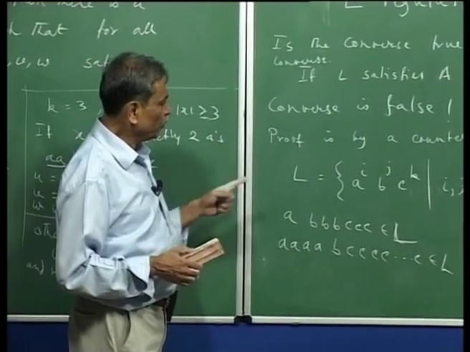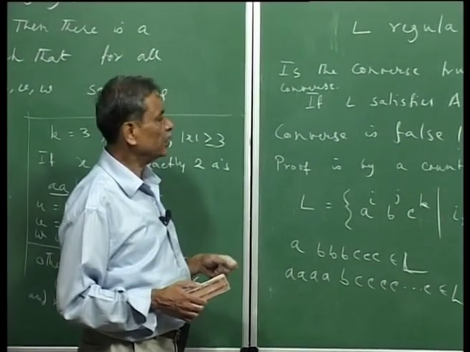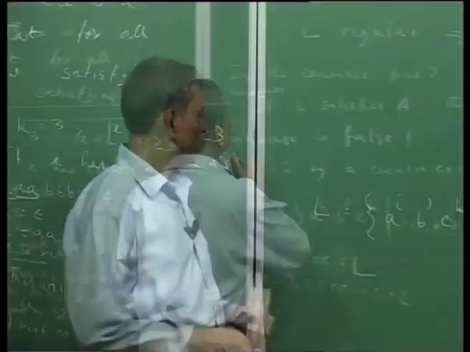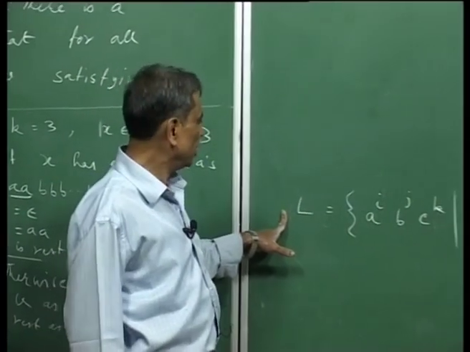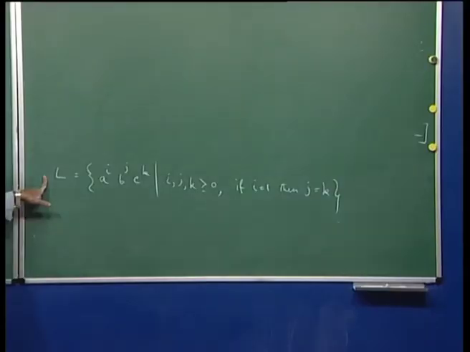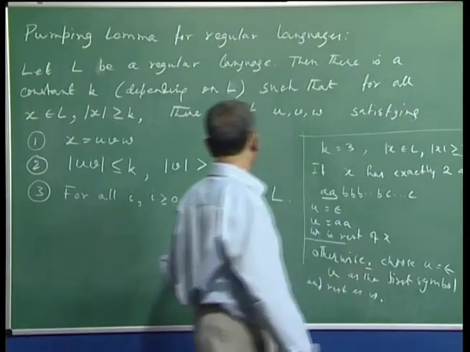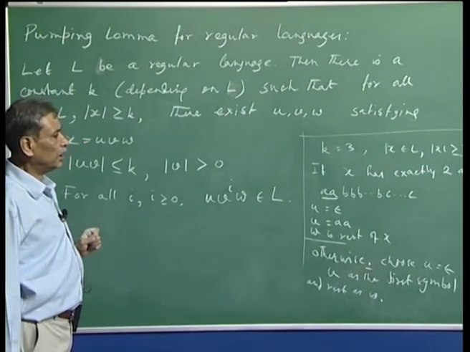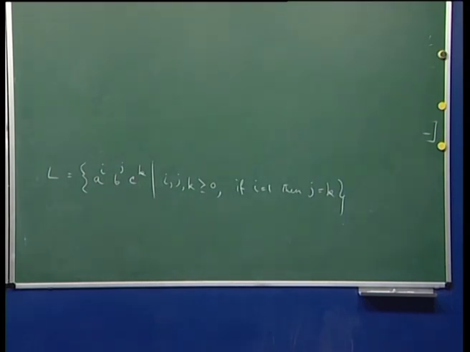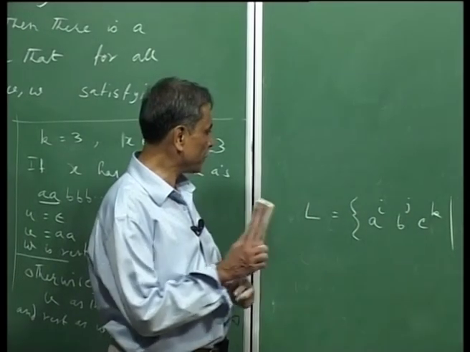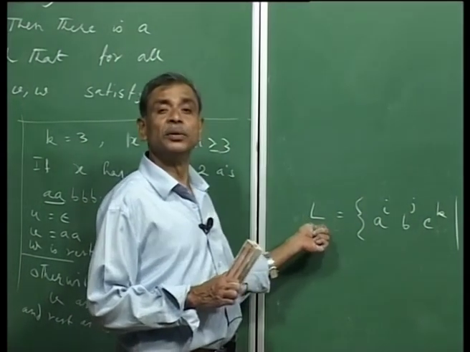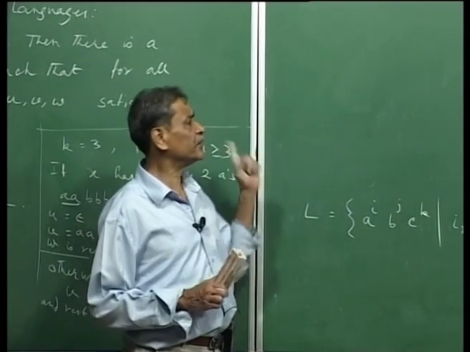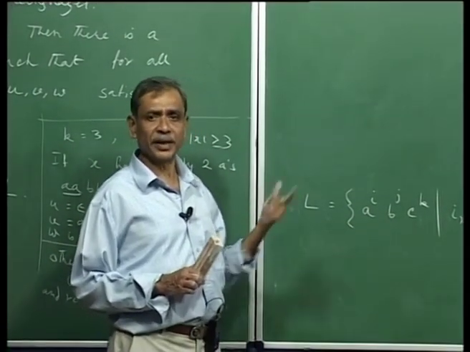Now, we can prove this to be not regular by using a slight generalization of this lemma. Let me state the lemma. Here is a language L, which happens to be not regular, but I cannot prove that it is not regular by using this pumping lemma. And I just showed you that the pumping lemma is not going to give me any contradiction. But then how do we show this L is not regular? We can show it by means of a slight generalization of this lemma, which we'll consider next.